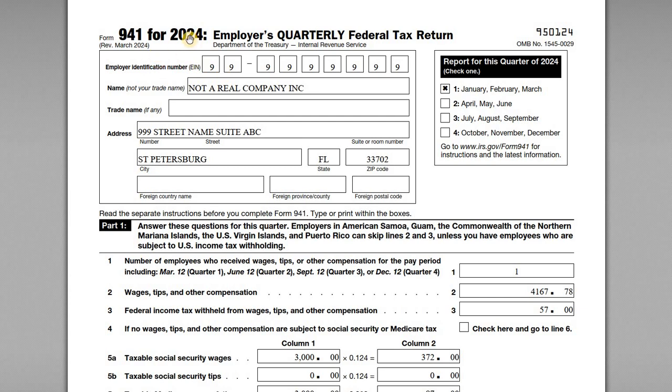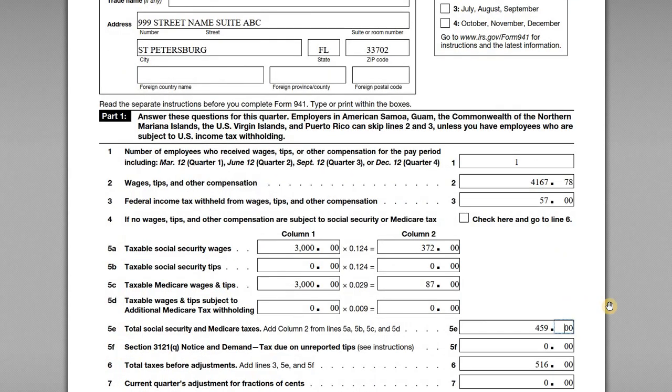We've got the quarterly return. Make sure you're using the correct tax year, right? So we're in the 2024 year for John. So we've got the EIN for the company at the top here. Check the box for which quarter this is applying. So we're doing this for January, February, March of 2024. Company name, address, and then we move on to Part 1 with the financial information.